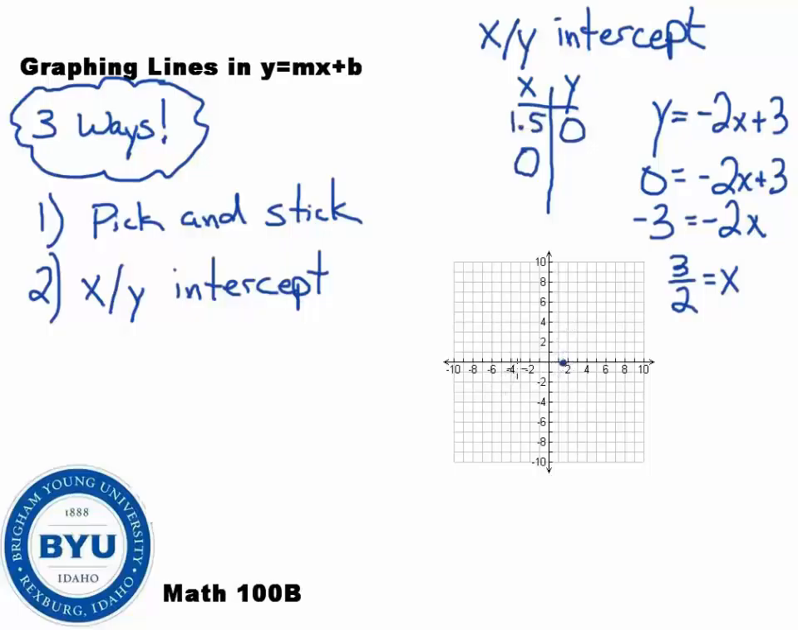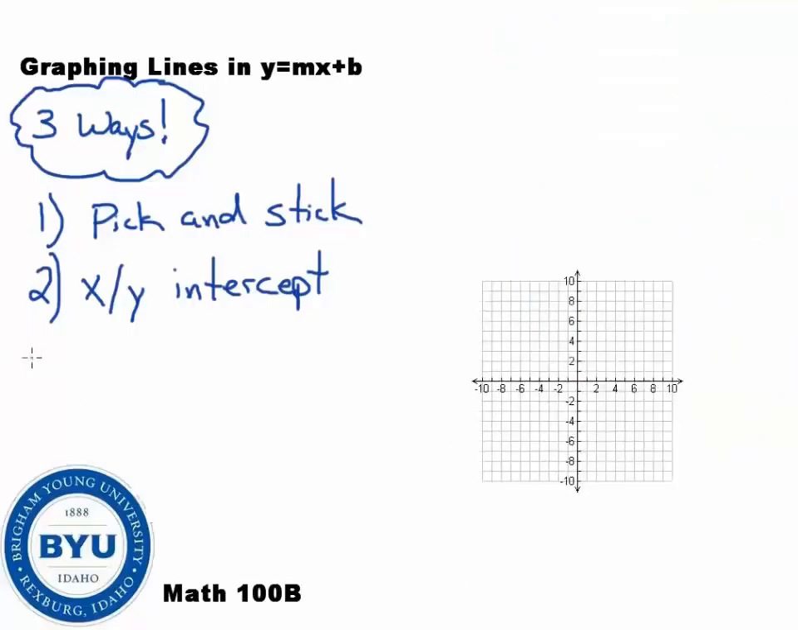And then to find the y-intercept, we let x equal 0. If I let x equal 0, I get y equals negative 2 times 0 plus 3. Negative 2 times 0 is just 0, so I get y equals 3. And again, we get the same line graphed. We just used a slightly different method using the y-intercept and the x-intercept.